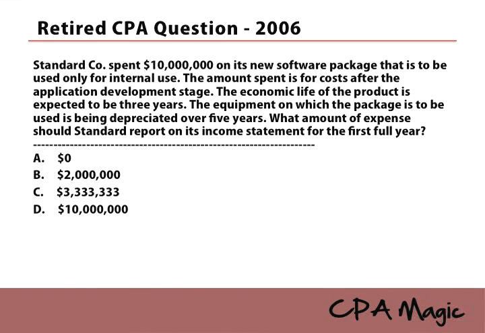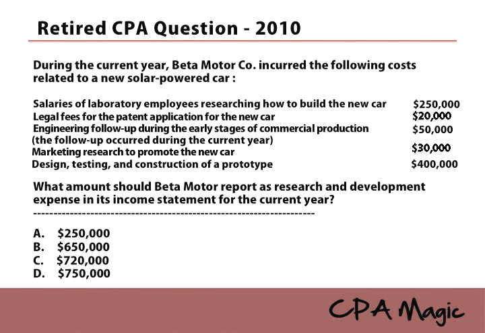And then what amount of expense should Standard report in its income statement? So I have a capitalized cost of $10 million, always amortized straight line with internal use software. So I'm going to amortize that over 3, and it's going to be C. It's going to be 333,333 as our amortization expense. All right, let's look at a 2010 question now.